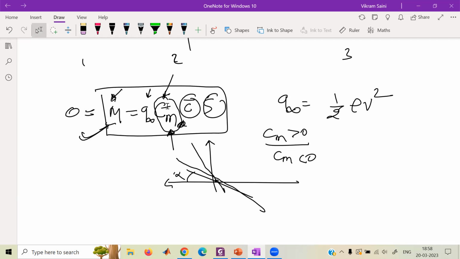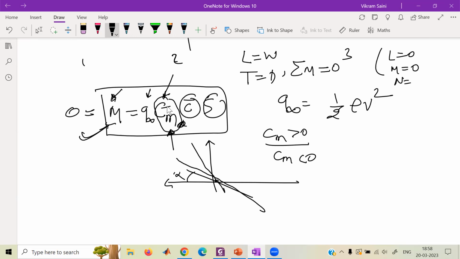When the aircraft is flying steadily, you usually say lift is equal to weight, thrust is equal to drag, and you forget that total M should also be 0. By total moments, I mean L should be 0, M should be 0, N should be 0. But right now, Ripinder asked me the question about M only. So M should be 0. Whenever M is 0, Cm should be 0.